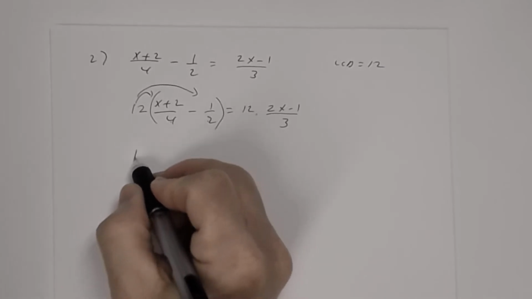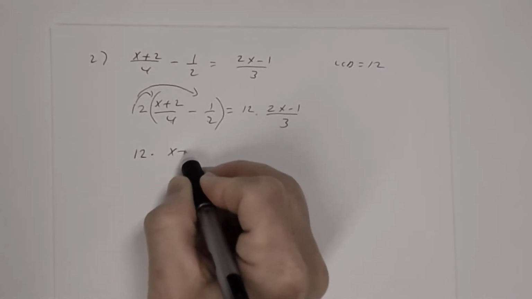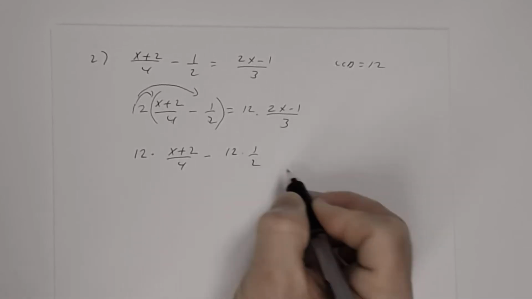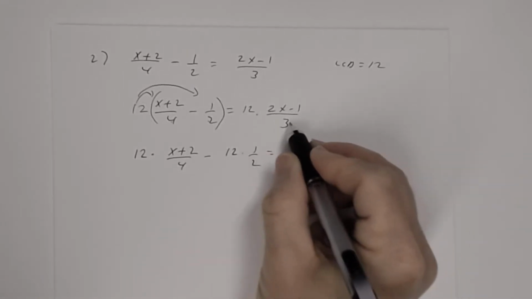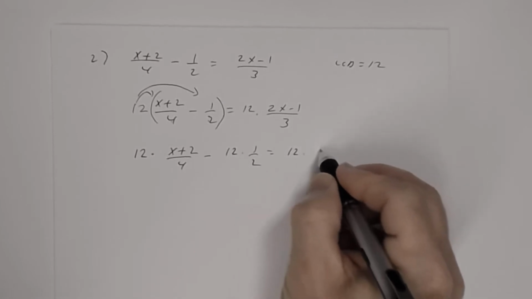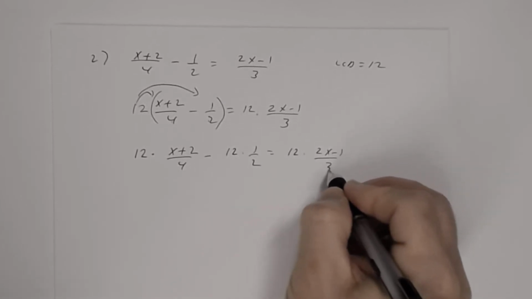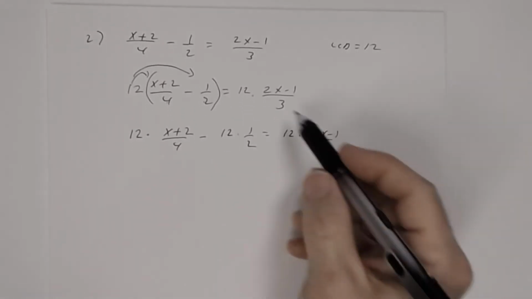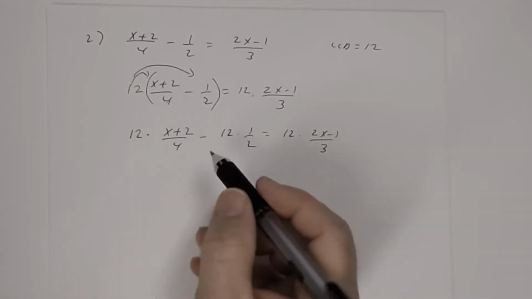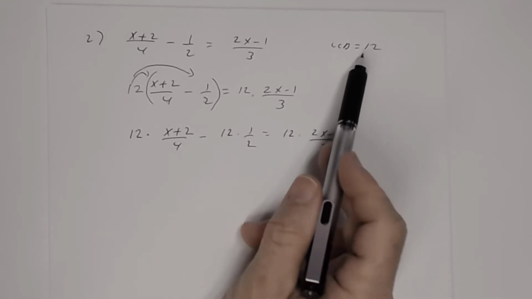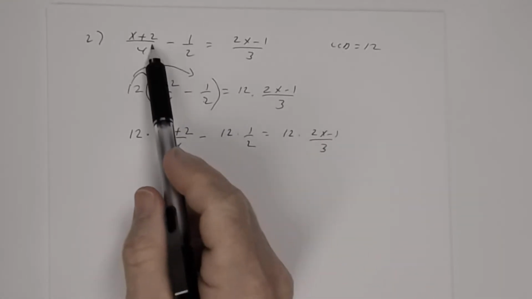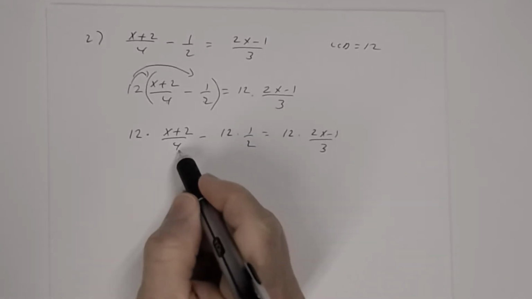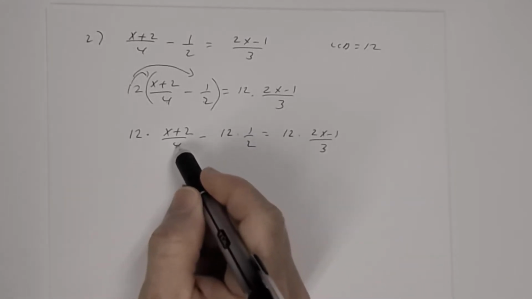So I have 12 times (x plus 2) divided by 4, minus 12 times 1/2, equal, and then just leave this alone, so I'm just going to rewrite it, 12 times (2x minus 1) divided by 3. Okay, now let's reduce. So you use the distributive property, now we're going to reduce. So remember, the whole point of multiplying all these terms by 12 is to get this denominator to be a 1, and now you'll notice that it will be.